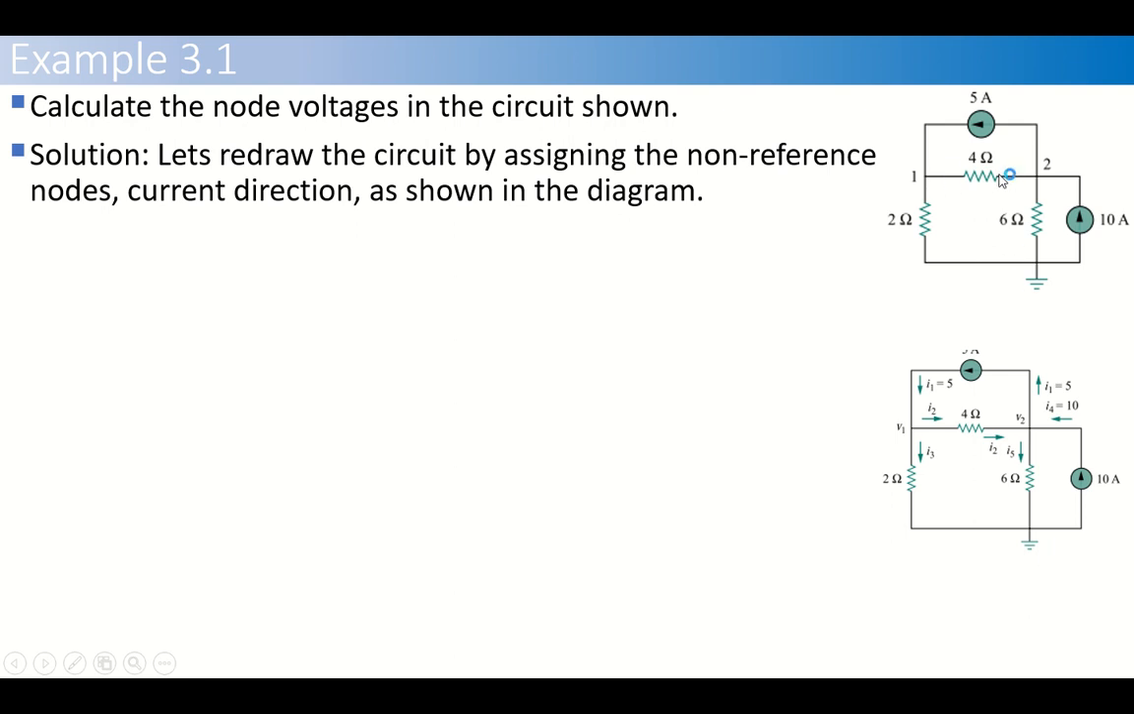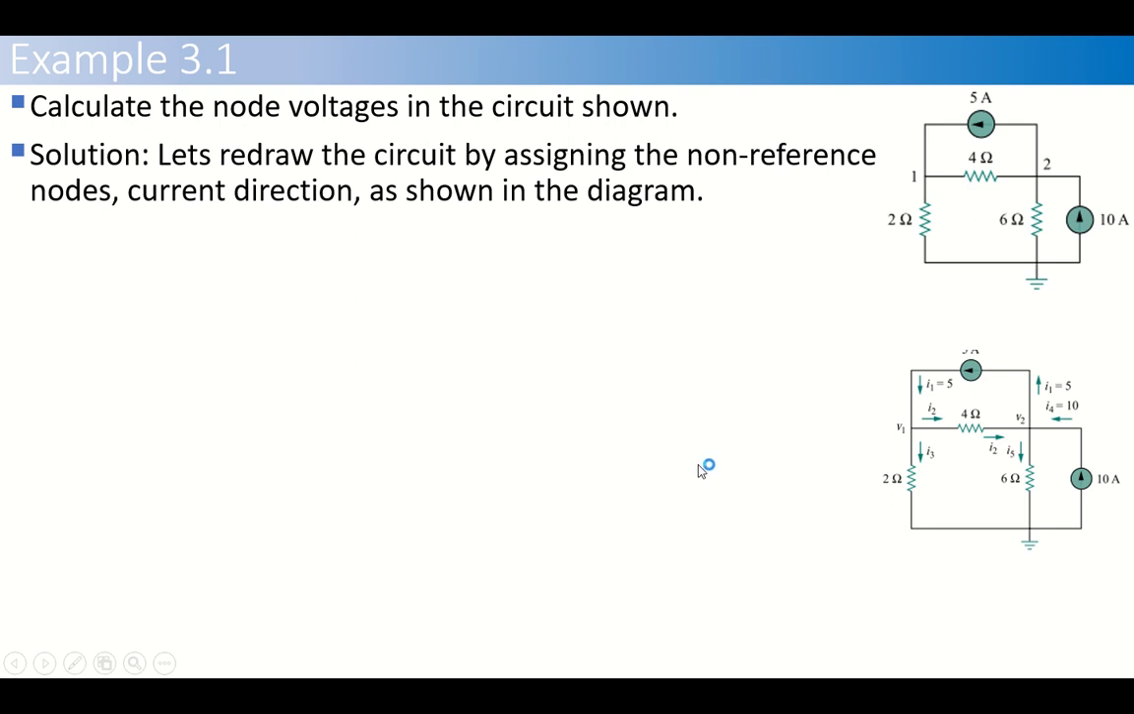Similarly, the 4 ohm resistance is connected between node number 1 and 2, so we can assign the direction from node 1 to 2 or from 2 to 1, because we don't know which potential is higher in this case. Similarly, we can assign the current direction in the 2 ohm resistance branch from node number 1 to ground.